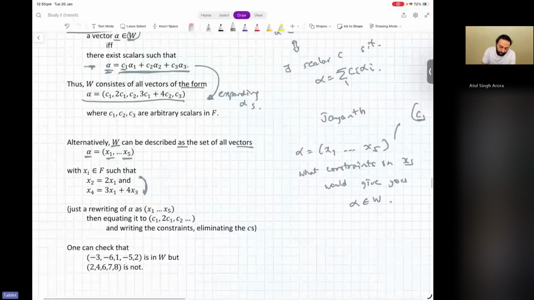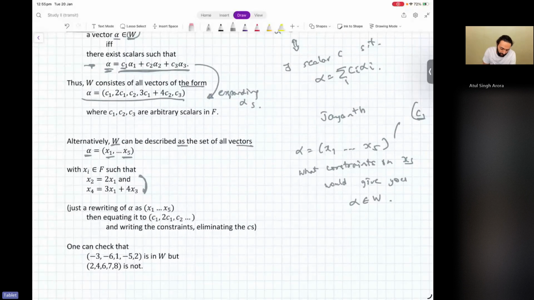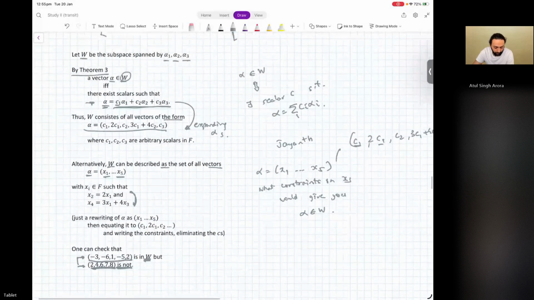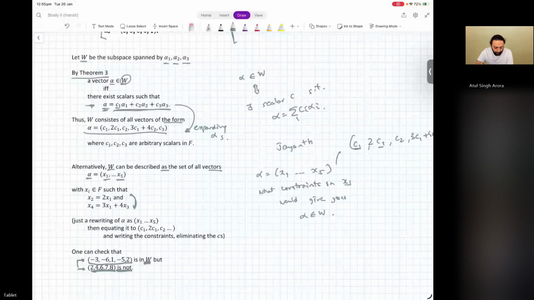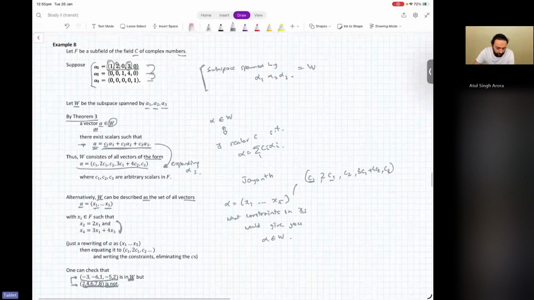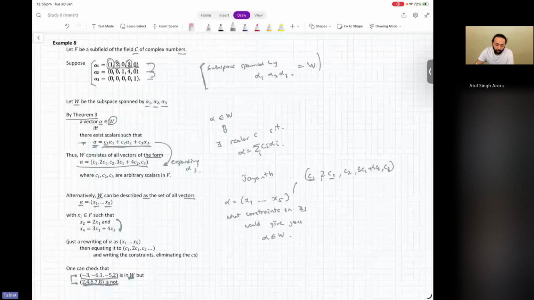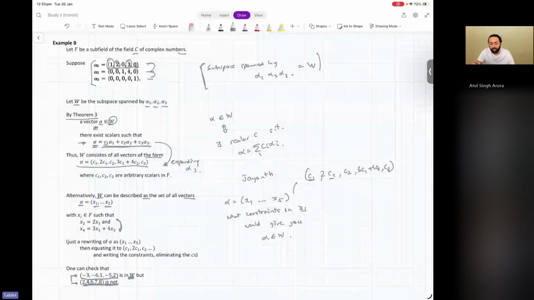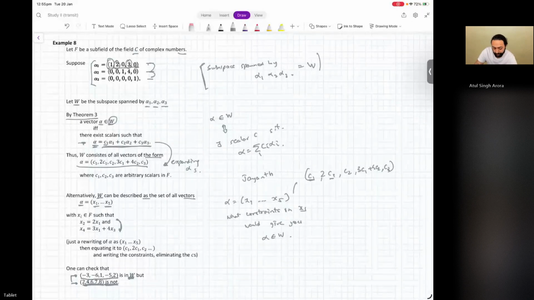And then what is nice is now you can check. So this I will not do explicitly, but one can check that this, for instance, is in the subspace, while the latter is not. Okay, is the example making sense? We're just trying to get some intuition about what it means to be a subspace spanned by a bunch of vectors. Yes, sir. All right, thank you.